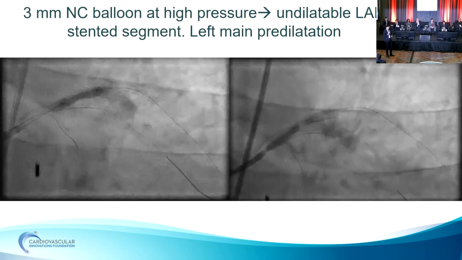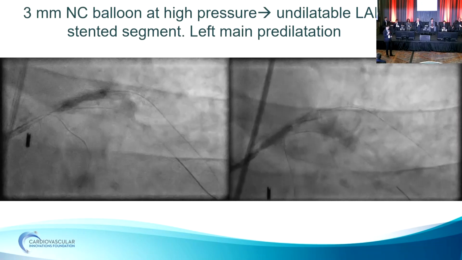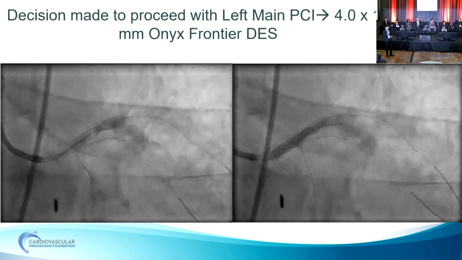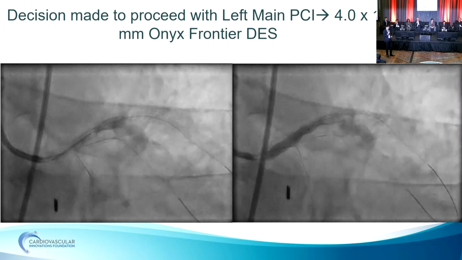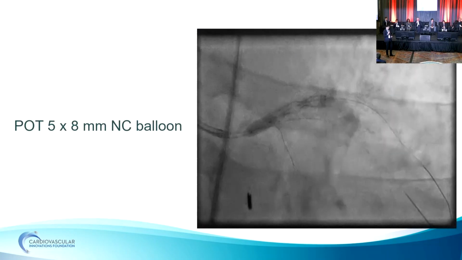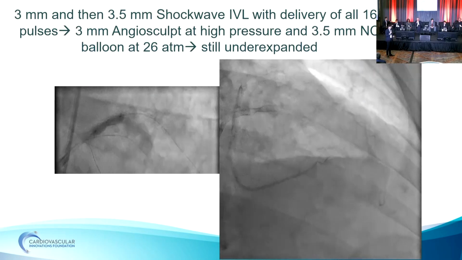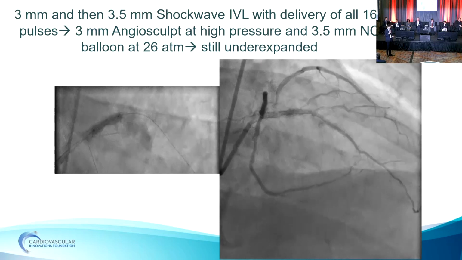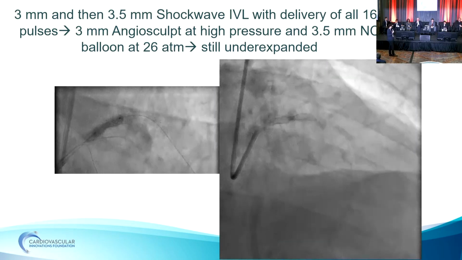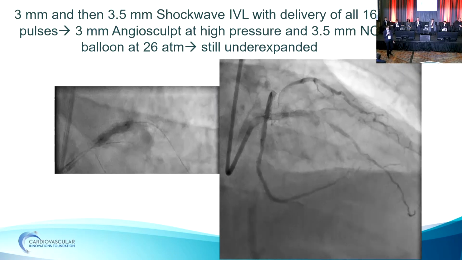So we decided that we got to treat the left main first. So we ballooned the left main, stented the left main first, 4.0 stent, and then POT'd with a 5.0. And at this time, crossover stenting, provisional stenting, and got a good result. And so now we thought that we could turn our attention back to the under-expanded segment.